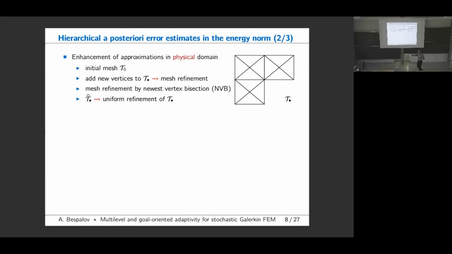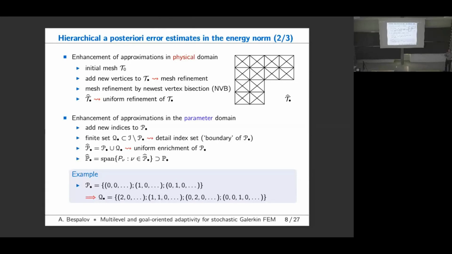As you see, there are two approximations going on. There is a spatial finite element approximation and a parametric polynomial chaos expansion. So you want to enhance both of them. How do you enhance the spatial approximation? Well, you start with the initial mesh, which is a coarse mesh. You add new vertices to the mesh, and you do this uniformly by bisection. So our enhancement method is newest vertex bisection or longest edge bisection, which for structured grids like this are the same thing. And you do uniform refinement. So you bisect basically each edge and then bisect the longest edge that comes up after this. So this is the uniform refinement.